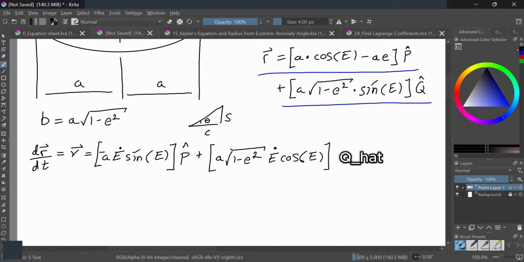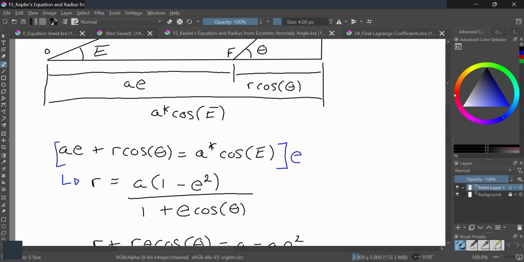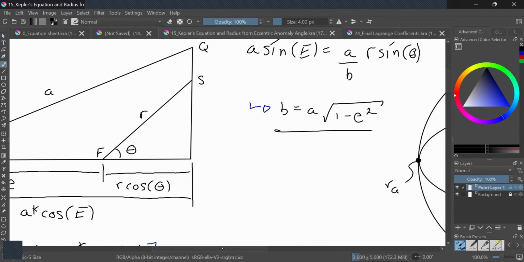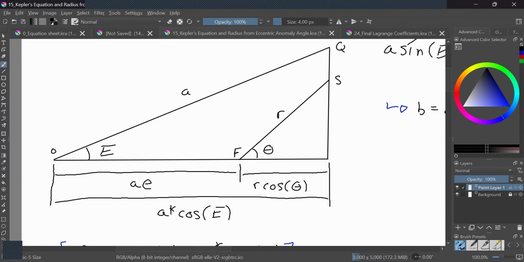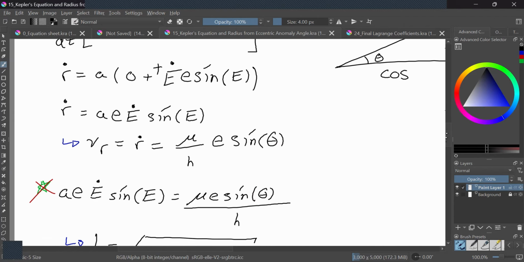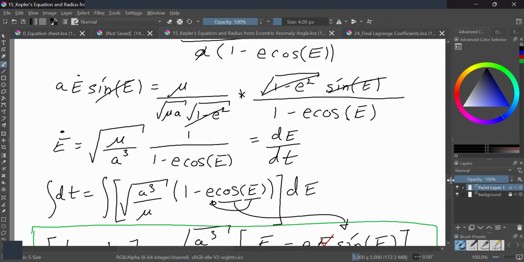No, we are not done with that yet, because we need to know what E dot is. And we can derive it ourselves again. I say again because we've already derived it once before, actually in the video where I derived the semi-minor axis. Fun fact. So scroll down, E dot shows up. E dot is defined right here.